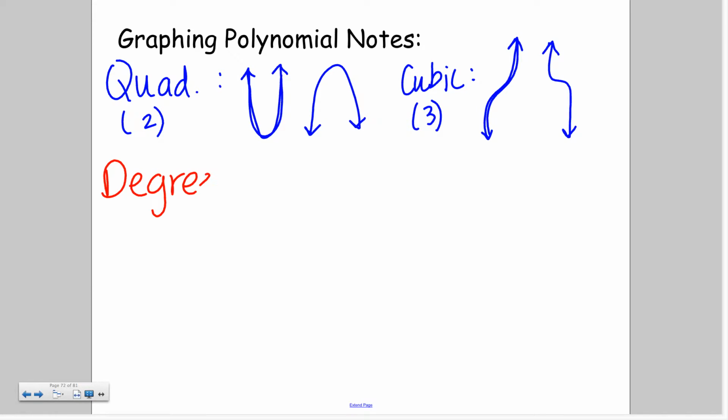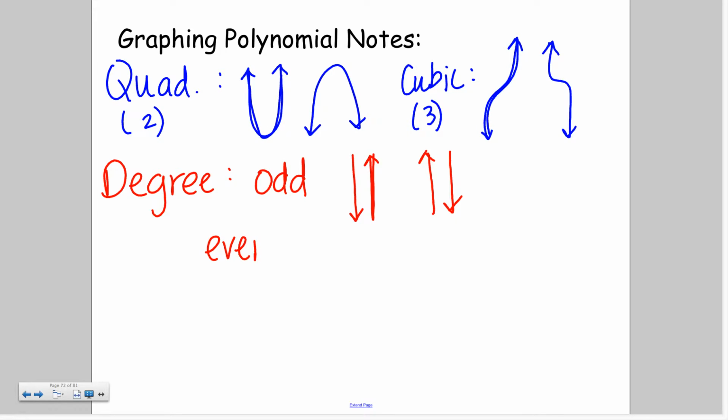So the degree of that polynomial, that highest exponent, if you have an odd degree, like 3, 5, 7, so on and so forth, that tells you your ends are going to be in the opposite direction. So it's going to look like that. If you have an even degree, that means your ends are going the same direction. So odd degree, ends are opposite direction. Even degree, the ends are in the same direction.